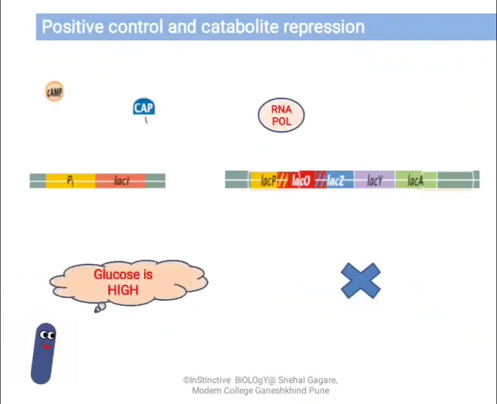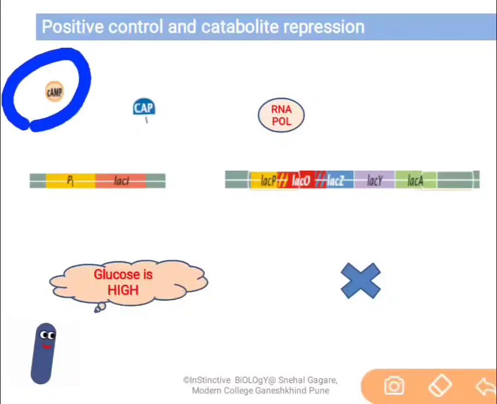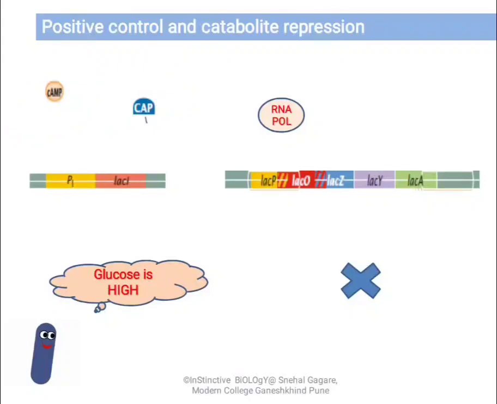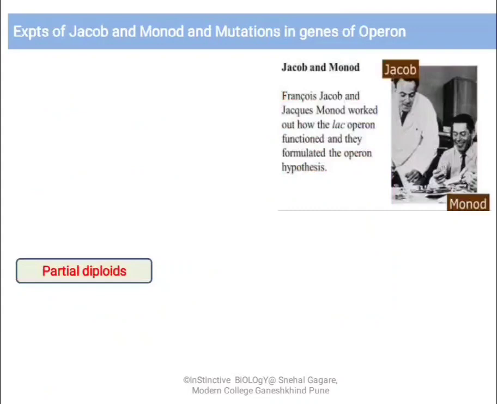But what is the situation when glucose is very high? When glucose is high, cyclic AMP is very low, so it does not bind with CAP, and RNA polymerase does a very low level or no expression of the lactose operon genes. So the presence and absence of glucose also matters a lot in the lactose operon.